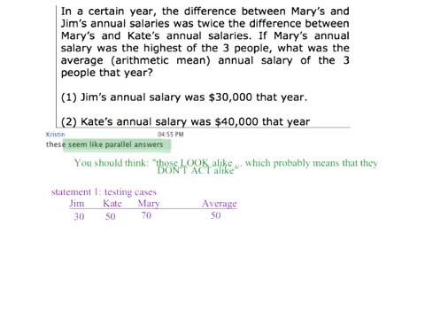All right, Jim still has to make 30. Now let's say Kate makes 100,000. So the difference here now is 70, which means the difference here would have to be 140. So Mary's got to make 170, and the average is now a lot more than 50. I mean, it's 100, but you don't have to calculate that, because the point is that there are two different outcomes. It's not sufficient. Don't waste your time calculating if you notice that it's not 50.